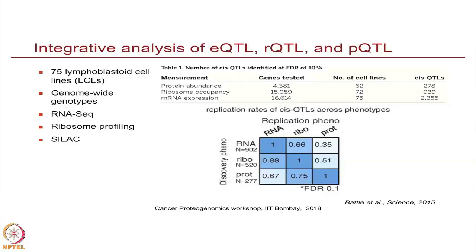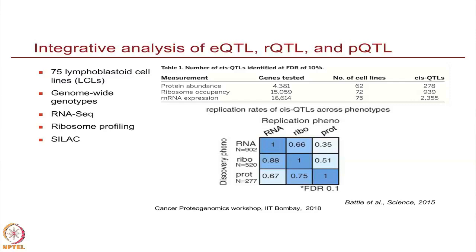But they found, for example, if you look at the RNA, of course, RNA is one, but only 88% of the RNA eQTLs can be replicated in the riboseq experiment, or the rQTL level, and only 67% can be replicated at the protein level, the pQTLs. So this basically indicates not all the eQTL effects are reproducible at the pQTL level.